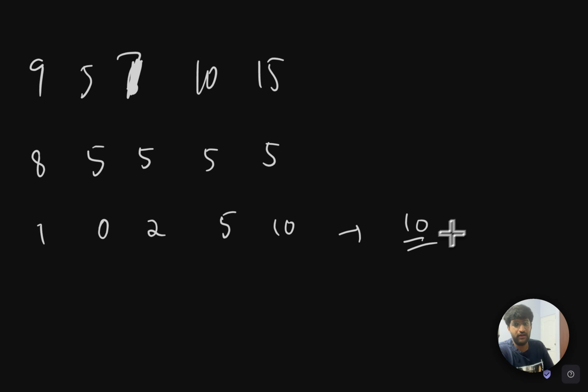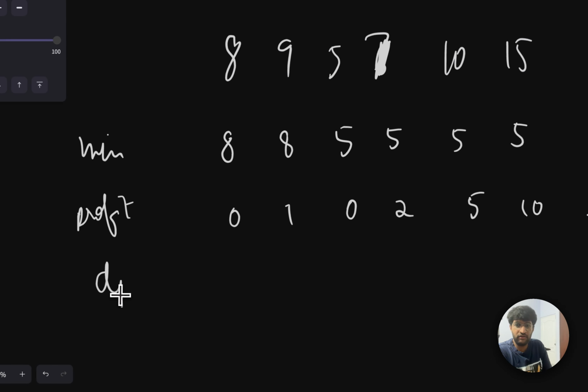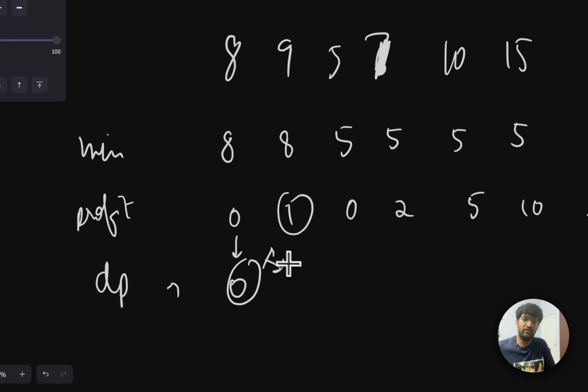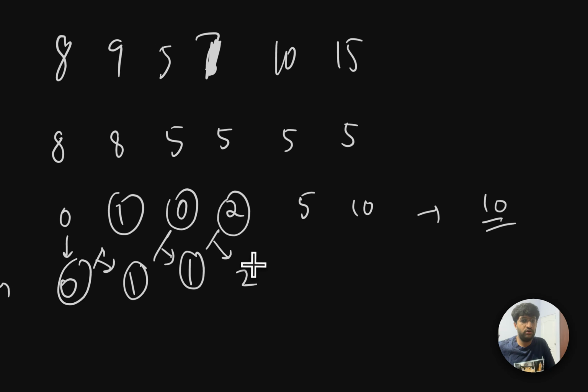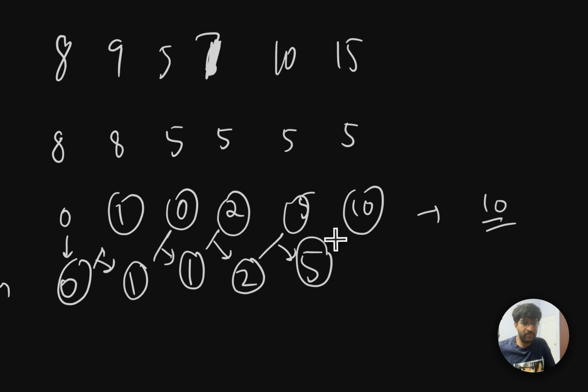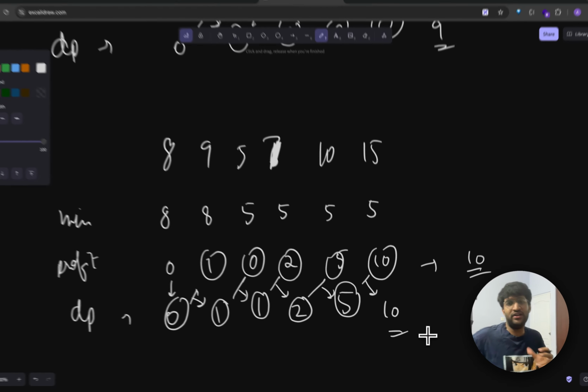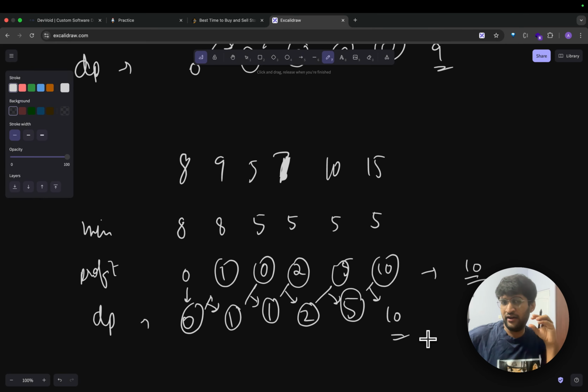That is one approach. Another approach that we discussed was DP, where we store the maximum profit at each point. Okay? So at this point, it is 0. At this point, it is 0 versus 1, so it is 1. 1 versus 0, so it is 1. 1 versus 2, better profit is 2. 2 versus 5, so better profit is 5. 5 versus 10, better profit is 10. Finally reached 10.